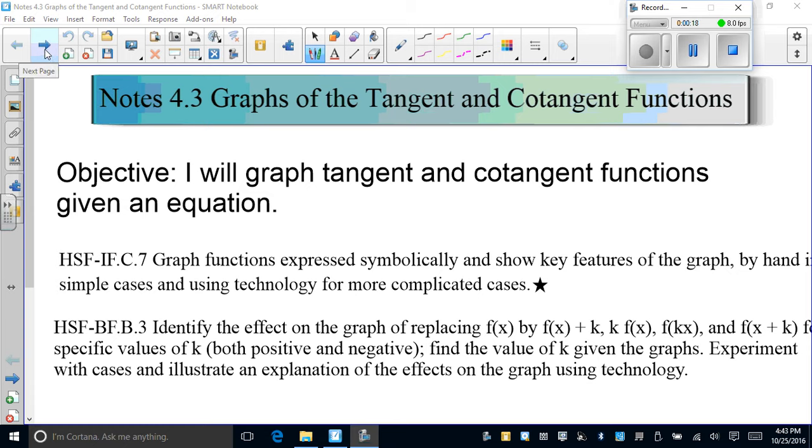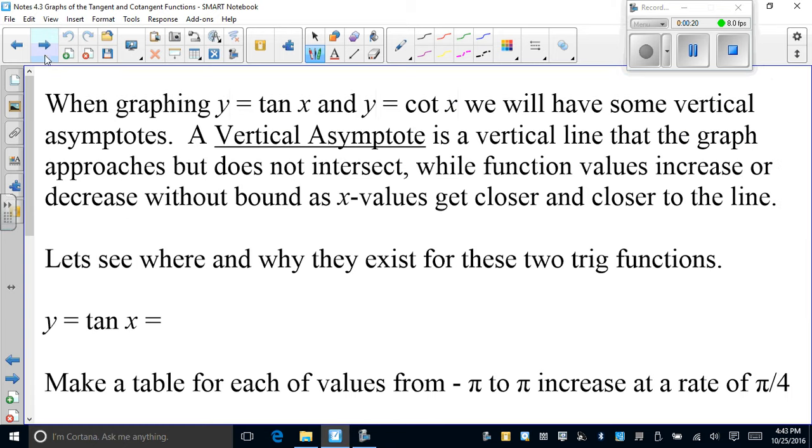So when graphing y equals tangent of x and y equals cotangent of x, we will have some vertical asymptotes. A vertical asymptote is a vertical line that the graph approaches but will not intersect, it will not cross it. It's kind of like a brick fence, you can't cross it, while function values increase or decrease without bound as x values get closer and closer to the line. They'll never cross these lines.